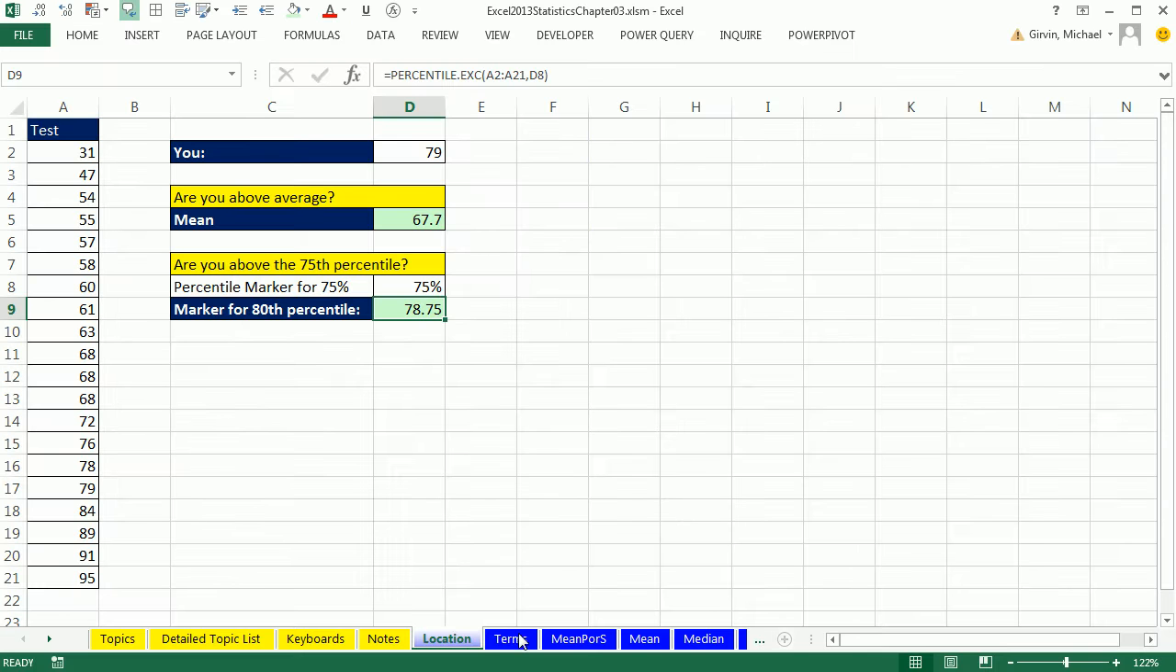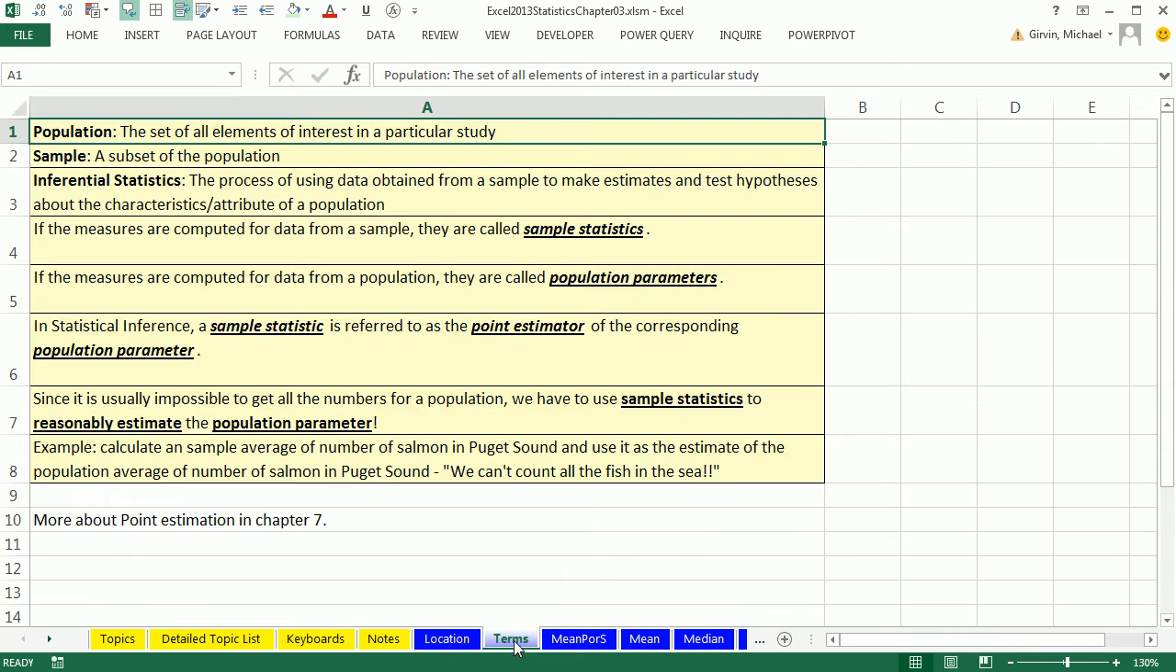Now we want to go over and talk about terms. And we're going to remind ourselves from last chapter. Population, that's all of the elements of interest in a particular study. A sample is just a subset. Most of the time, we cannot get all of the items we need to do our calculation, so we have to base it on a sample.